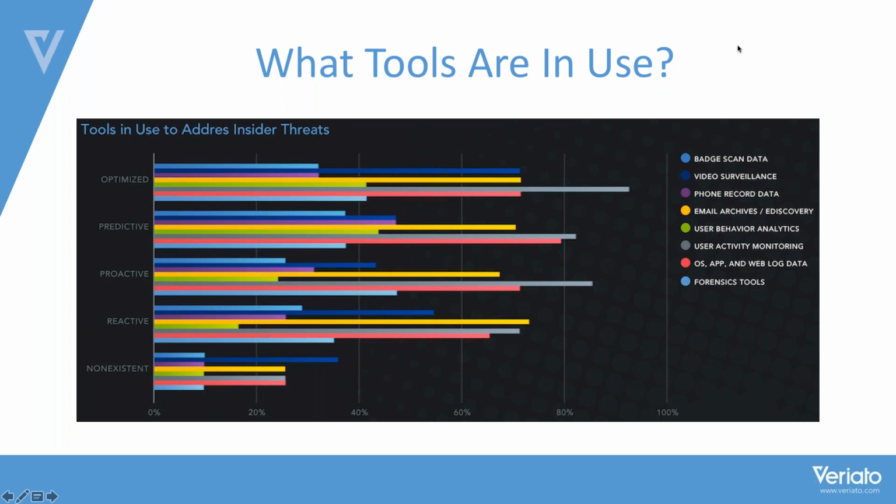Another one is actually the use of email archives and e-discovery. That's the yellow line, which is about fourth from the top. And that seems to be relatively increasing as you go along. And then the use of user activity monitoring, as well as user behavior analytics, tends to be following a trend there as well. And then forensics tools as well. So we're seeing that basically there's an alignment between how mature a program model is and the frequency of use of different kinds of tool sets that we're seeing here.